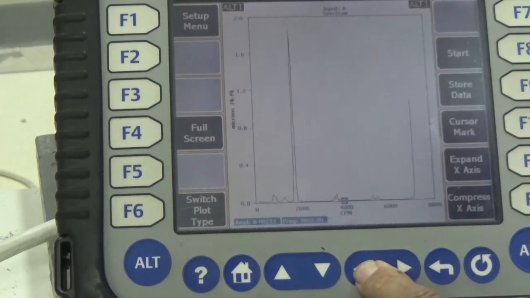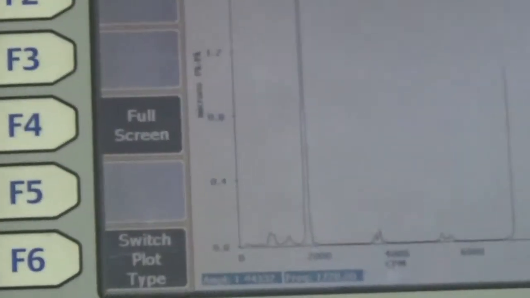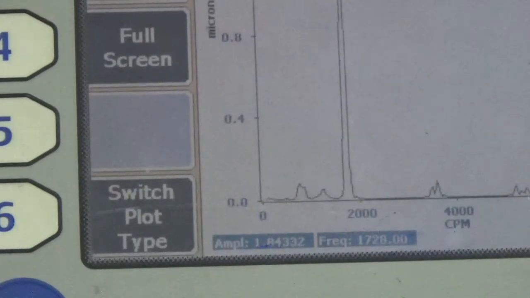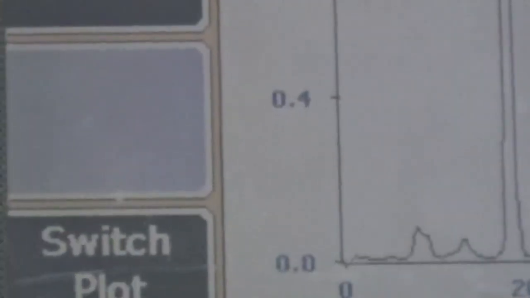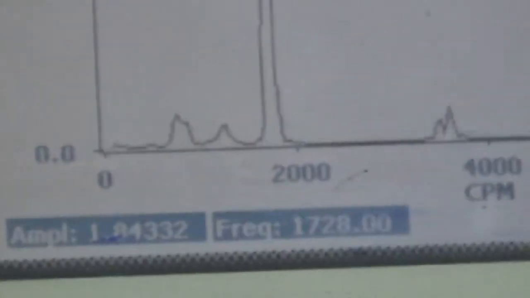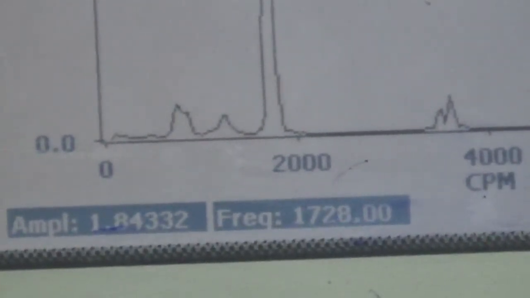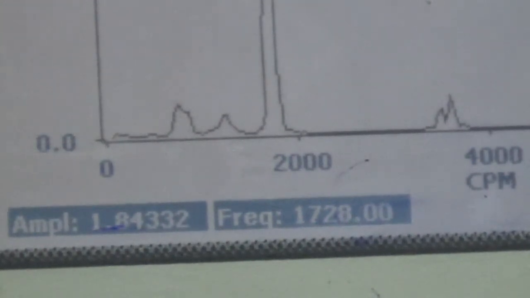The RPM is 1728. And you can see here the frequency is also 1728. So this frequency 1728 is the same as the RPM of this motor, which means that the problem is unbalance.